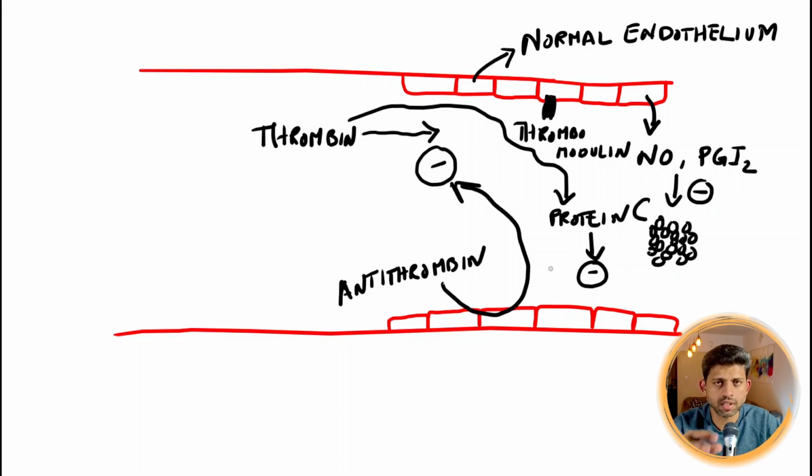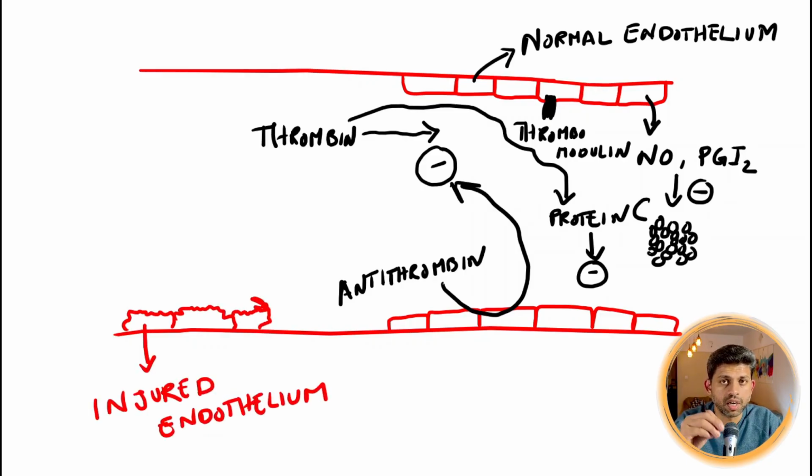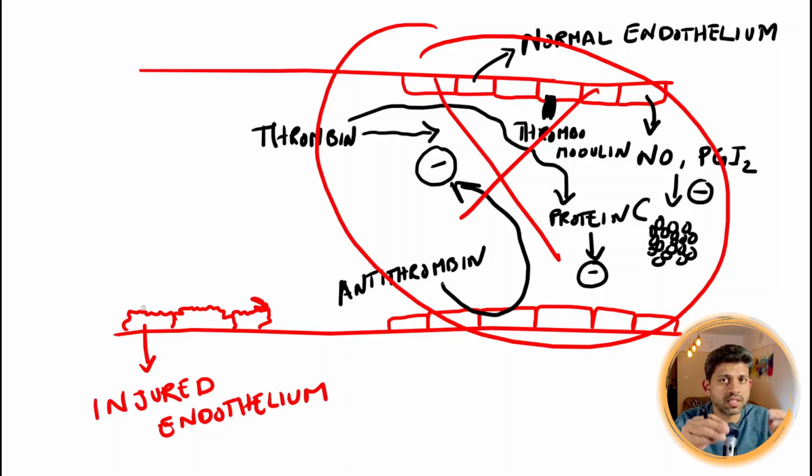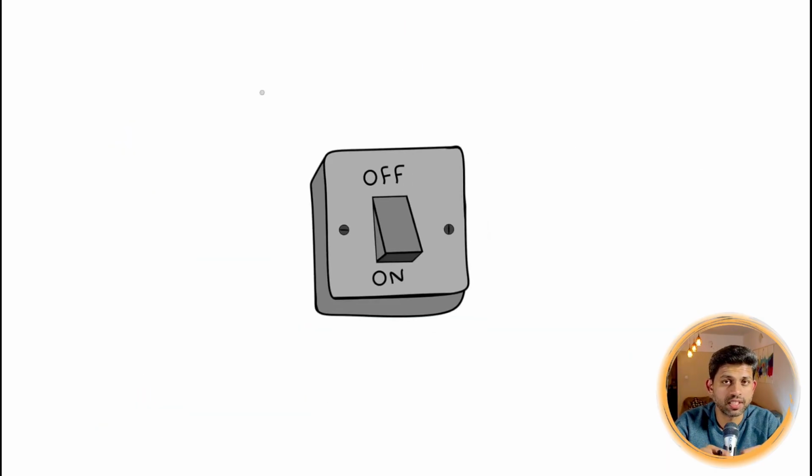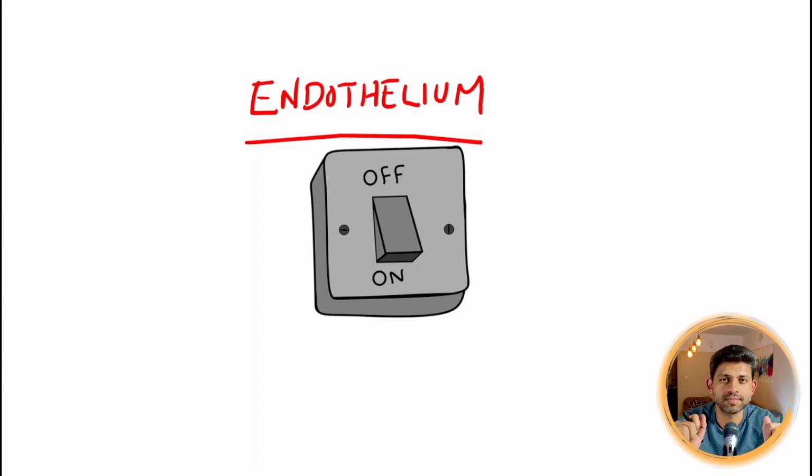Through all of these, normal endothelium inhibits thrombosis, but injured or activated endothelium downregulates all of these anticoagulant activities of normal endothelium. Along with that, it upregulates all the procoagulants, like it increases tissue factor, it inhibits fibrinolysis, and increases all the coagulation factors. This switch decides thrombosis.